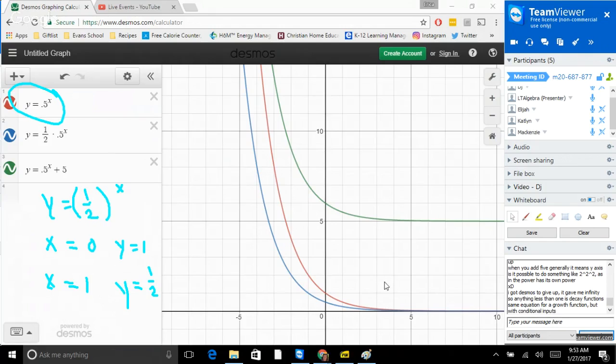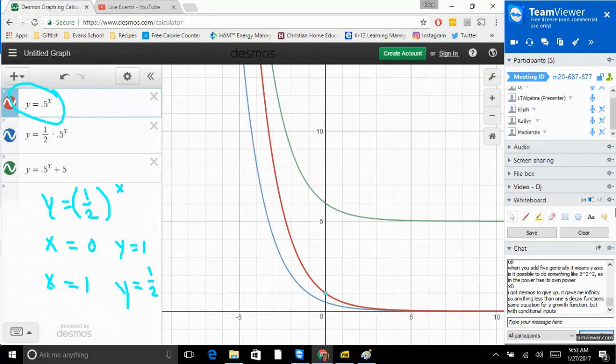Okay, so for my red function here, when x equals 0, y equals 1. And when x equals 1, y equals 1/2. So those two could kind of make sense. The rest is in there.